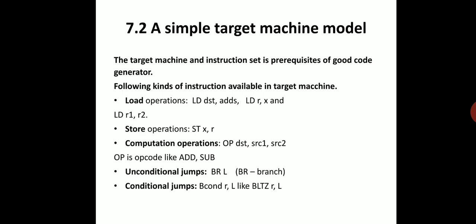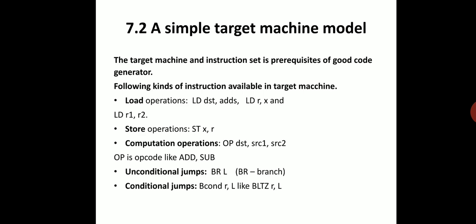Unconditional jump instructions and conditional jump instructions. An unconditional jump instruction, for example BR L, means branch to the label L without checking any condition. A conditional jump instruction, B cond R comma L, means branch to the location L if condition R is true. For example, BLTZ R comma L means jump to the location L if the value in R is less than 0. So these are conditional and unconditional jump instructions.